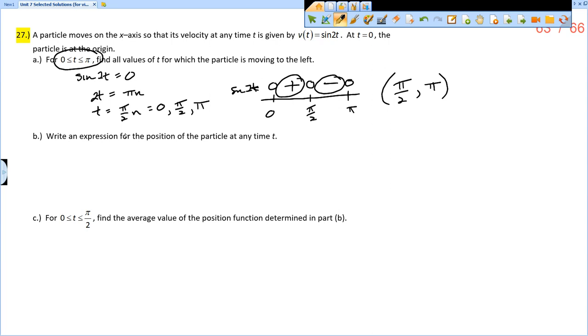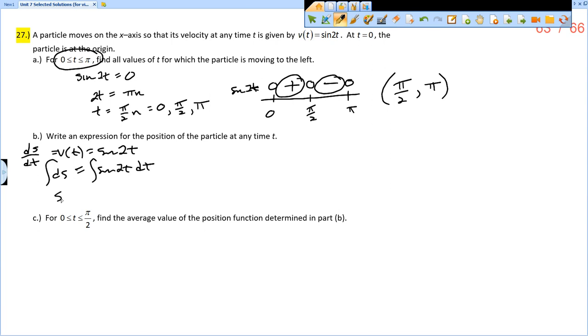All right. Write an expression for the position of the particle at any time t. All right. So remember that we're given the velocity v of t is sine of 2t. So we need to recognize that v is actually the derivative of the position. So ds dt. So we're going to multiply by dt, and we get that ds is equal to sine of 2t dt. All right, and so now we're ready to integrate.